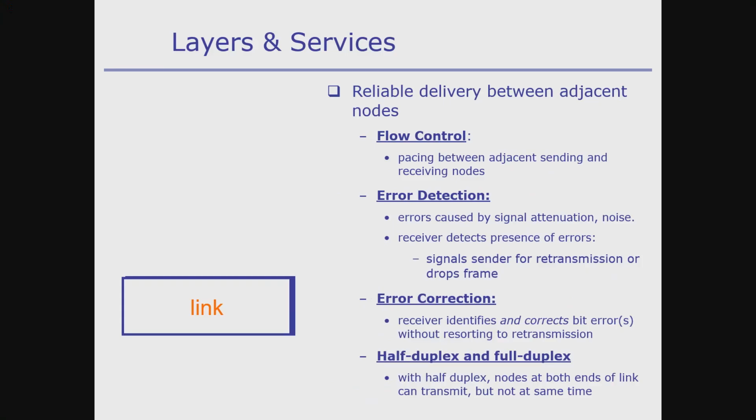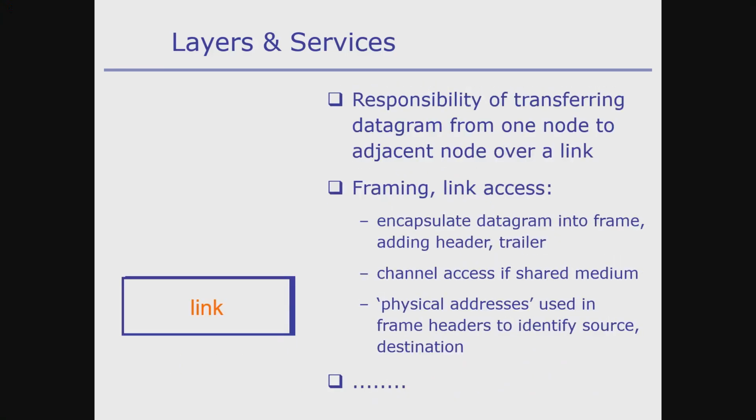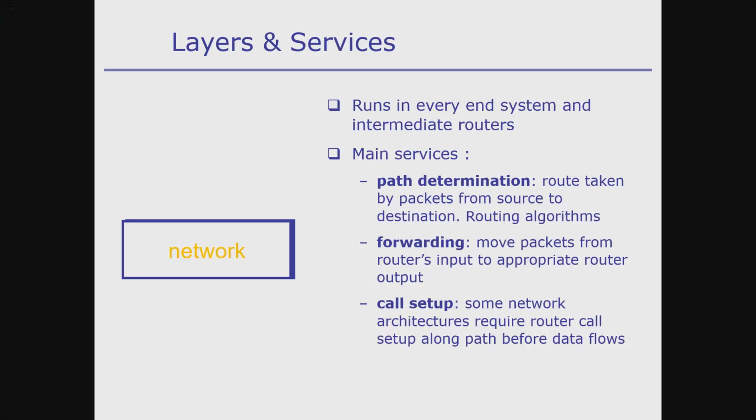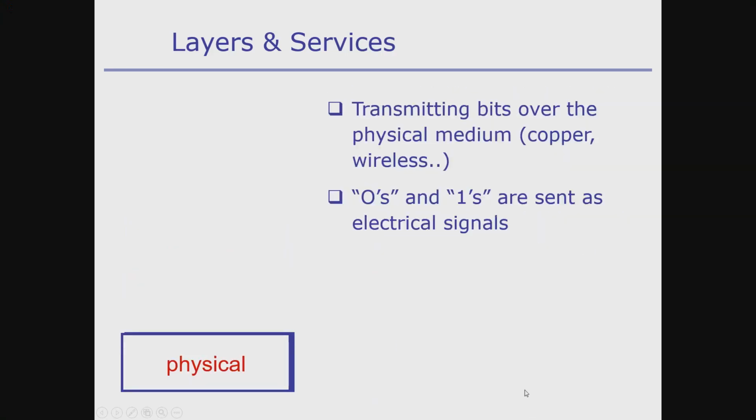So the link layer is between node to node, from one node to an adjacent node over a link. That we understand. Now let's go back to the network layer. The main service is path determination. What path should it take? Because one node can be connected to multiple nodes, so which node should it go to now? You understand? And then there is the physical layer, which is obvious. Zeros and ones are going on this.